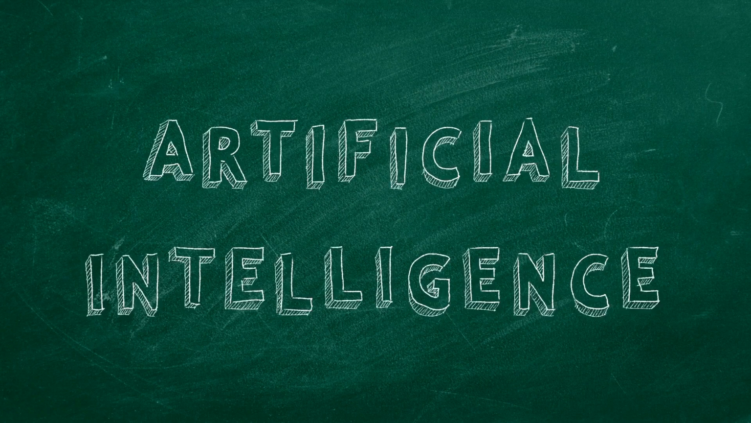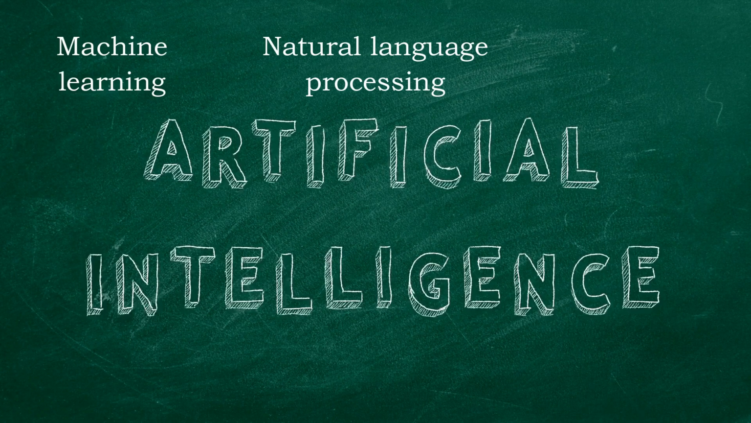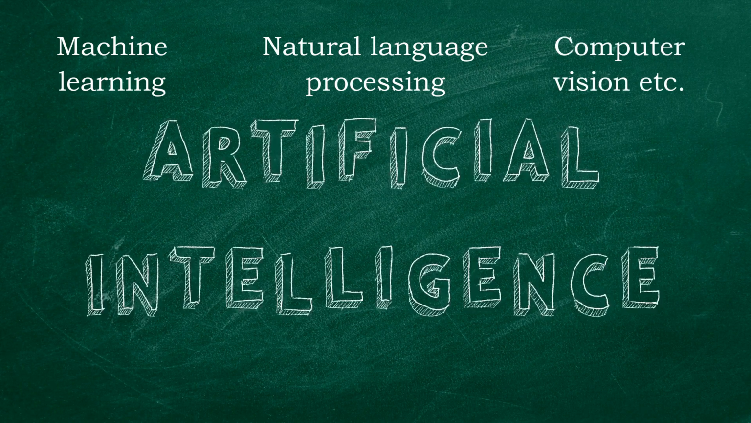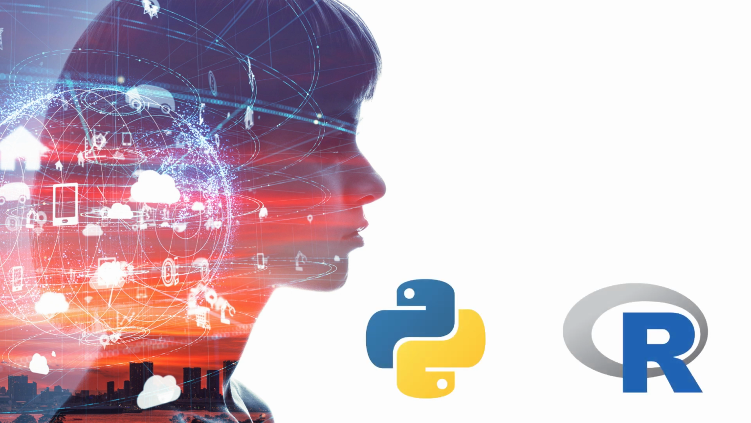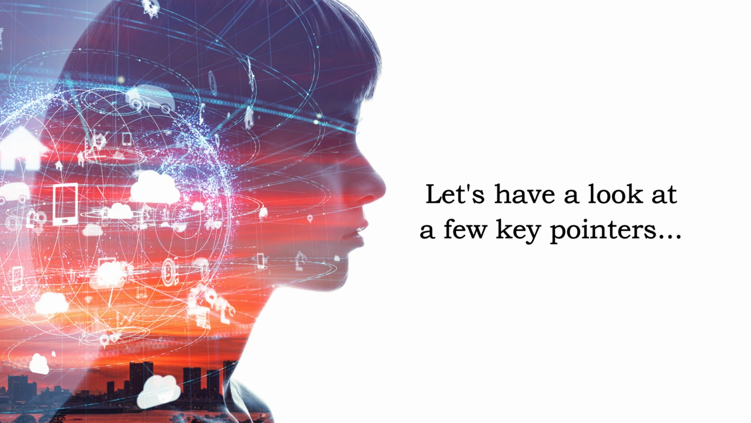AI encompasses a wide range of techniques and algorithms, including machine learning, NLP, that is natural language processing, computer vision, and more. Traditionally, languages like Python or R have been favored for AI development due to their extensive libraries and frameworks. But JavaScript has been catching up. Let me mention a few key pointers which will help you understand better.